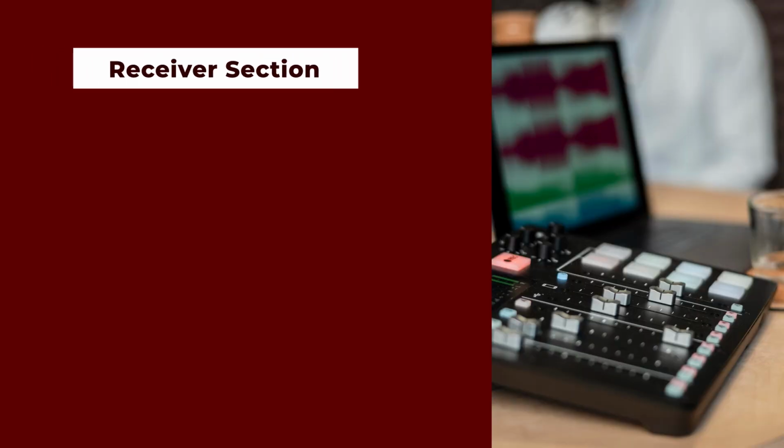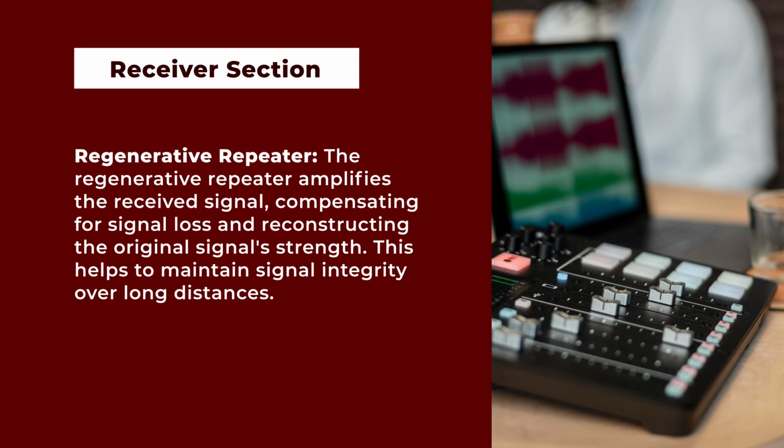Now we move on to the receiver section. The receiver section of a pulse code modulation system includes the following components: first, the regenerative repeater, then the decoder, then the reconstruction filter. The regenerative repeater amplifies the received signal, compensating for signal loss, and reconstructs the original signal strength. This helps to maintain signal integrity over a long distance.